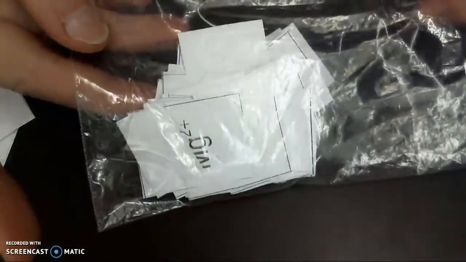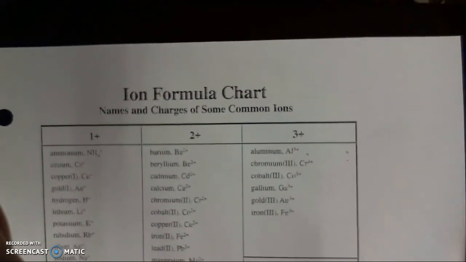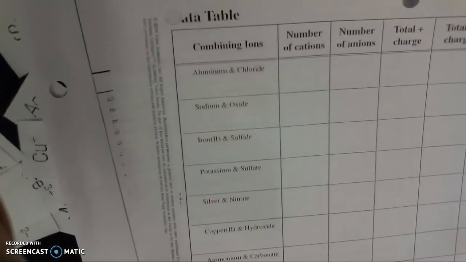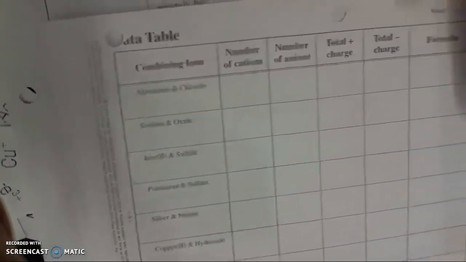Okay, so you should have several things in front of you. You should have a baggie full of ions. You should have an ion sheet. It looks kind of like this, ion formula sheet. And you should also have a data table. So it looks like this, data table. Alright, so what you're going to be doing is you're going to be putting ions together.